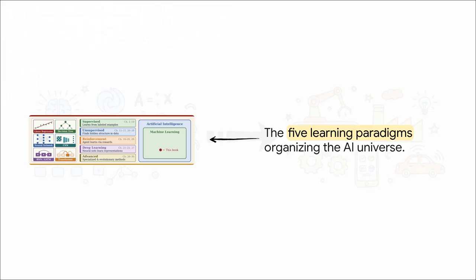This gives you a really clear mental map of the territory. It ensures that whether you're looking at a basic decision tree or a complex transformer, you know exactly where it fits into the broader ecosystem.